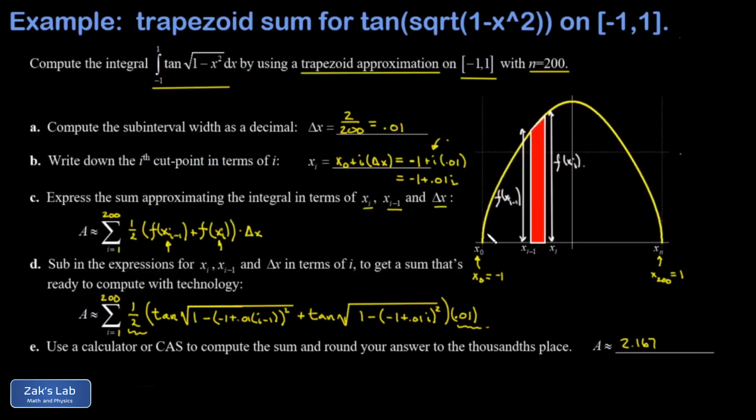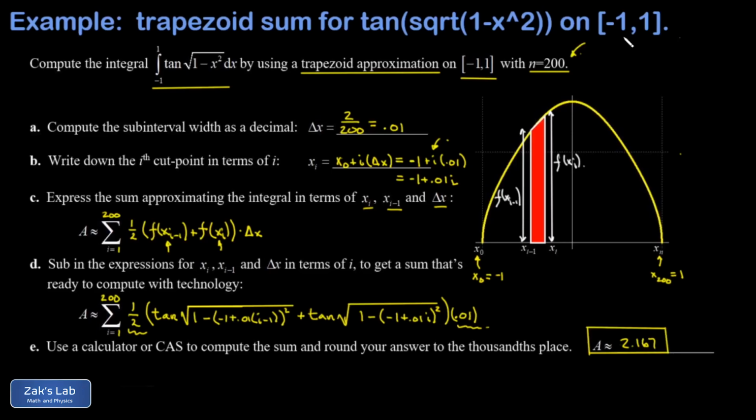And if we go back to our original picture, we can see why. This function is always concave down. So every time we draw one of those trapezoids, there's going to be a little bit of area that we missed above the trapezoid. So it's worth remembering that on an interval where a function is concave down, trapezoid sums underestimate. On an interval where a function is concave up, trapezoid sums would overestimate.